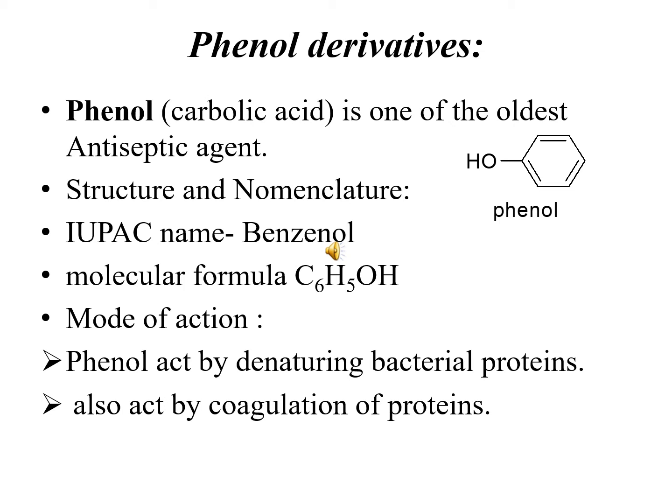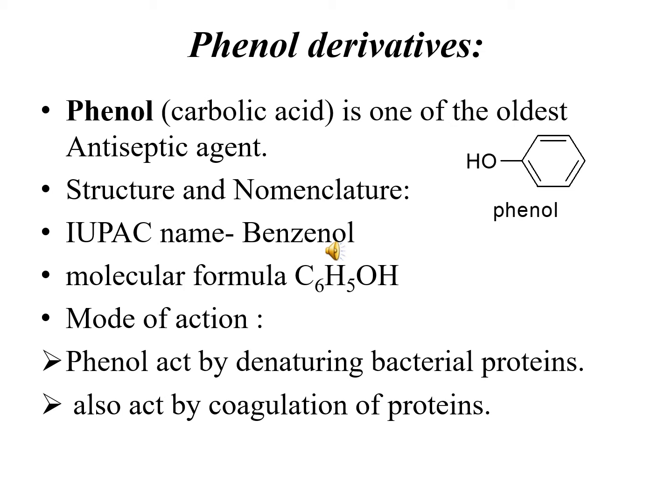So let us discuss its nomenclature, which is very simple. Phenol is the common name. The IUPAC name is the name selected by the International Union of Pure and Applied Chemistry. Benzenol. Benzen comes from benzene, and ol for the OH group. Benzenol. The molecular formula is C6H5OH.